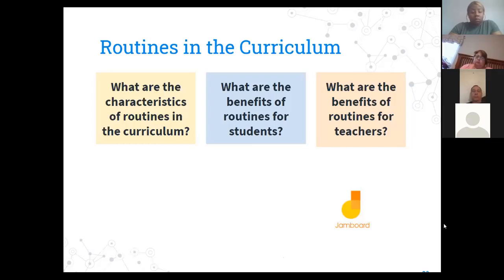Question: does the teacher have to be in the Jamboard for students to engage in small groups? No, because you have this link.